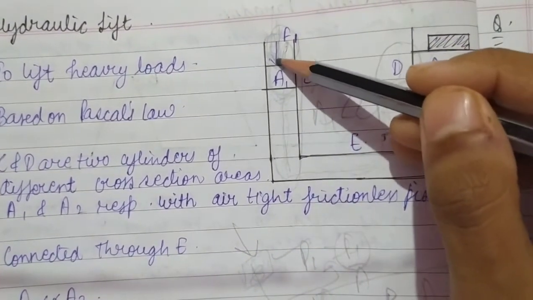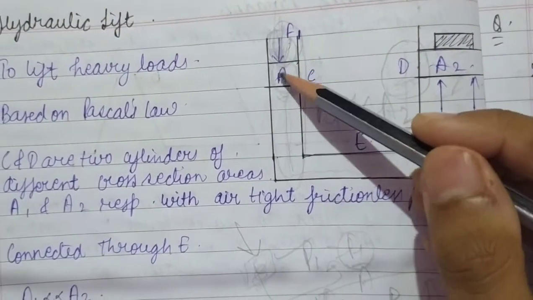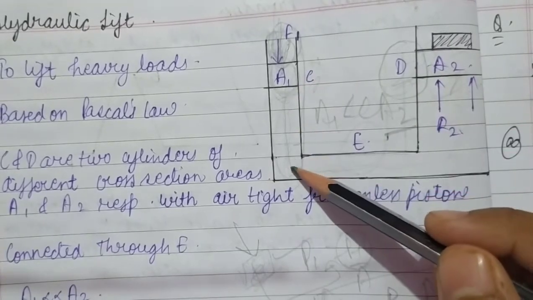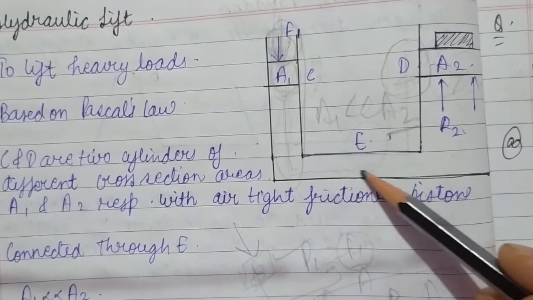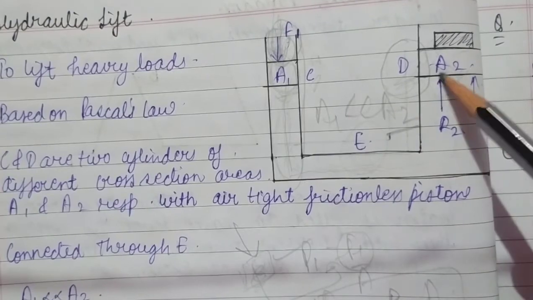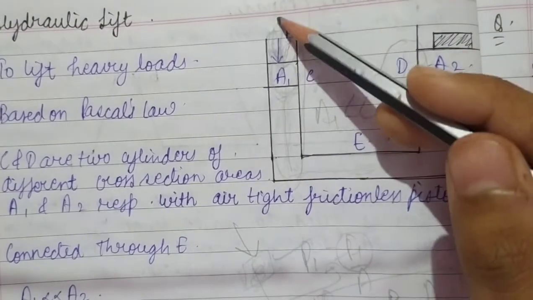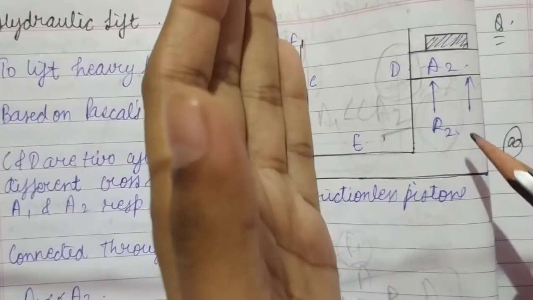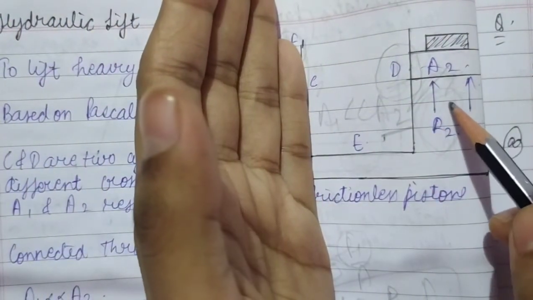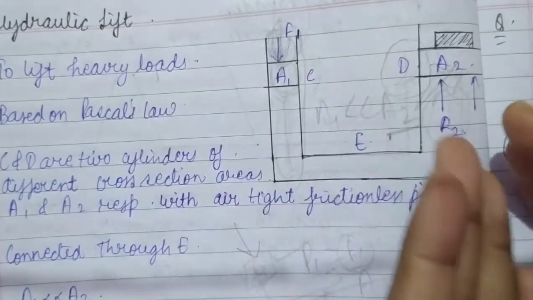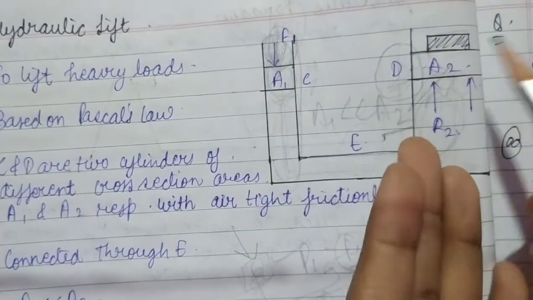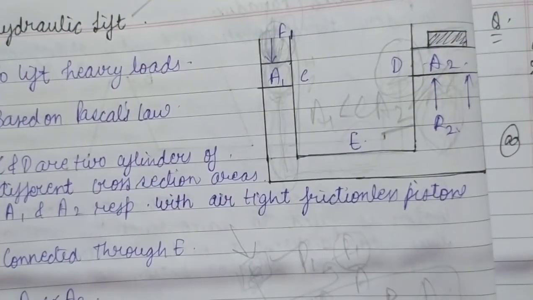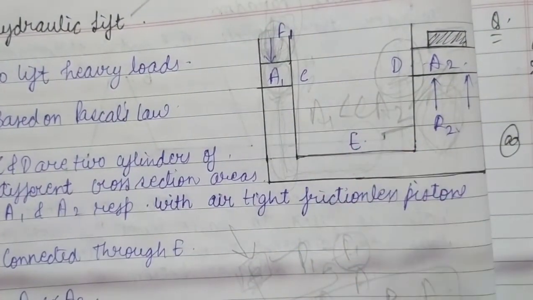So if some pressure is applied on this surface, it will be equally transmitted to all the particles. This pressure will be transmitted from here to there. F1 is applied here, so F2 will be exerted there. The same pressure applied here will act as an upward force there. Due to this, an object kept on this lift will be uplifted. This is the principle of the hydraulic lift.